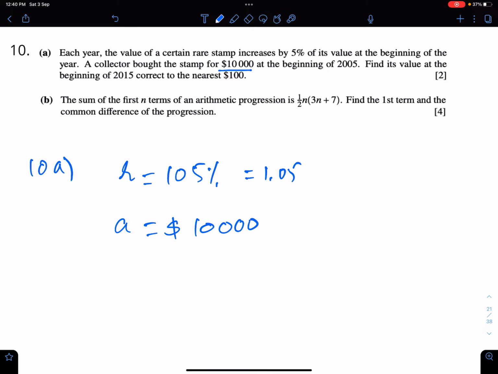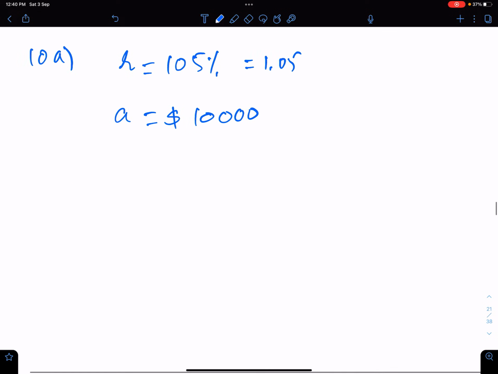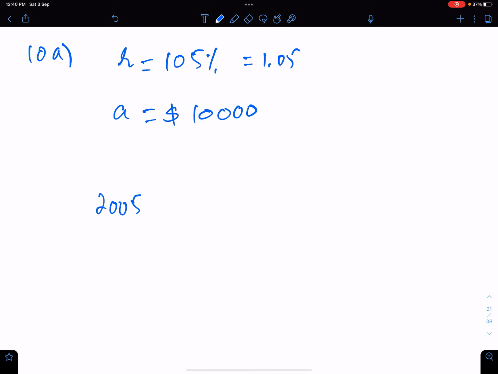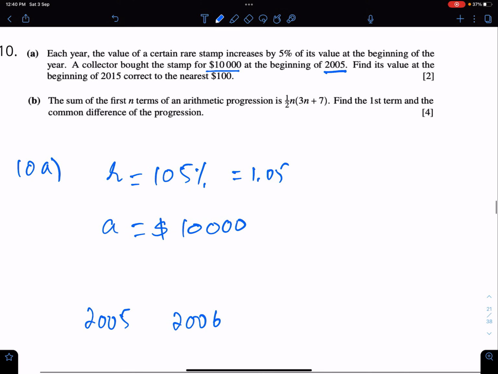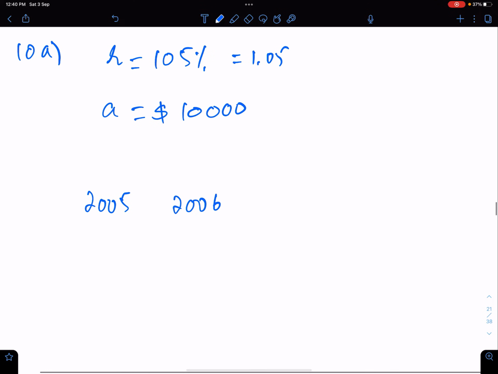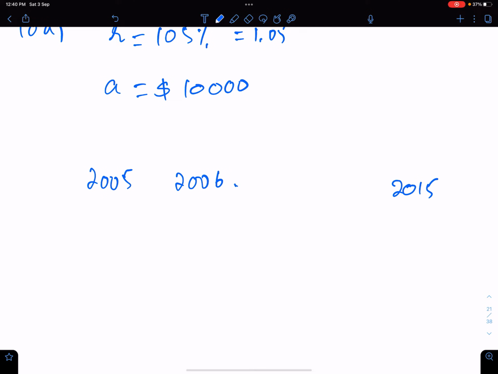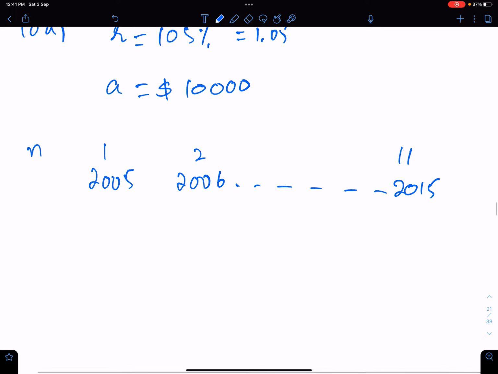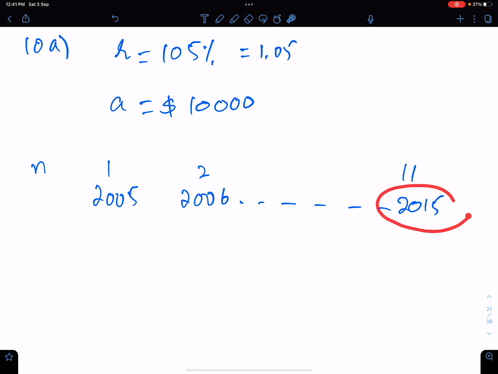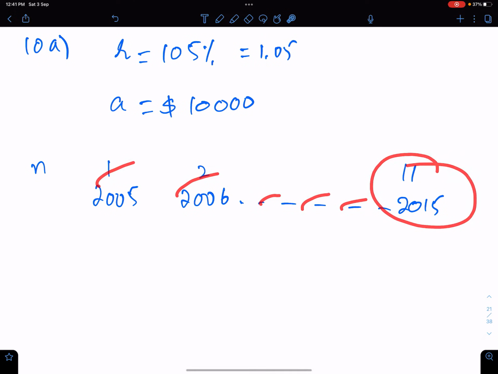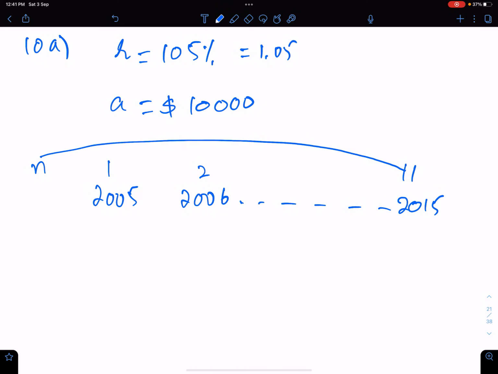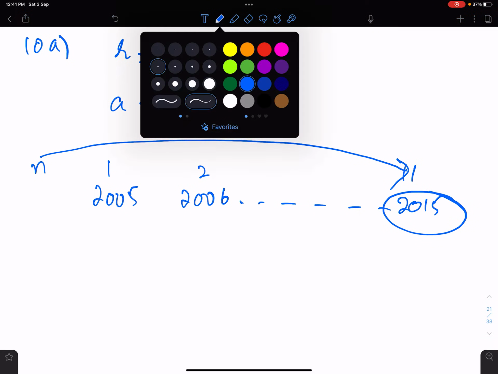At the beginning of 2005, so the first year is 2005. The second year would be 2006, and the last year would be 2015. If you count these years, this will become 11. 2015 means the 11th year: 1, 2, 3, 4, till 2015 is 11. So the value of n for 2015 is 11.